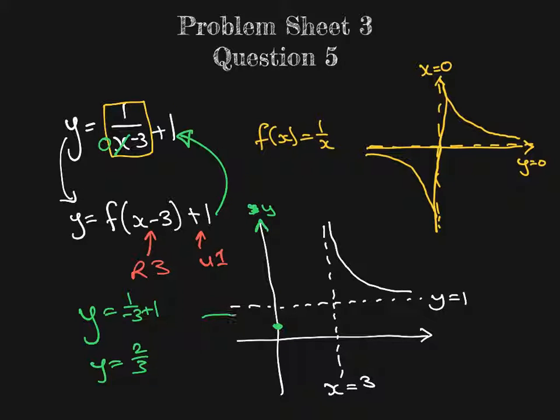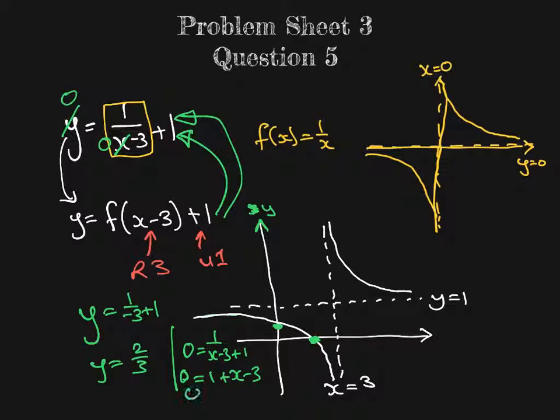So that means I know that my graph goes down like this, and I can also find the x-intercept here by going back up to my equation, putting y is 0 this time and solving the equation. So for that one I'm going to get 0 equals 1 over x minus 3 plus 1, multiplying everything by x minus 3, 0 equals 1 plus x minus 3, so 0 equals x minus 2, x is 2. And that's the end of our graph.